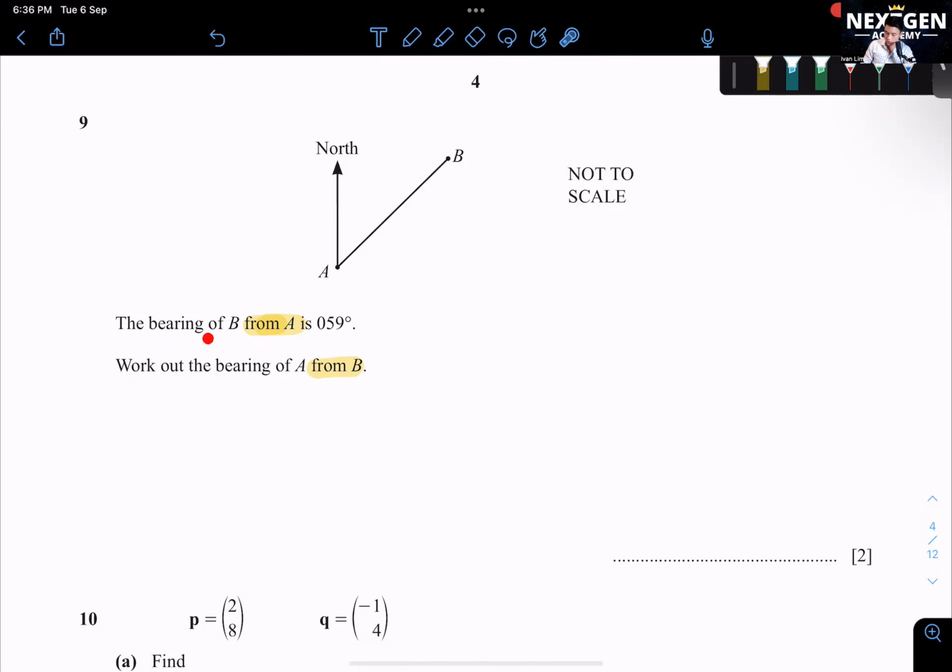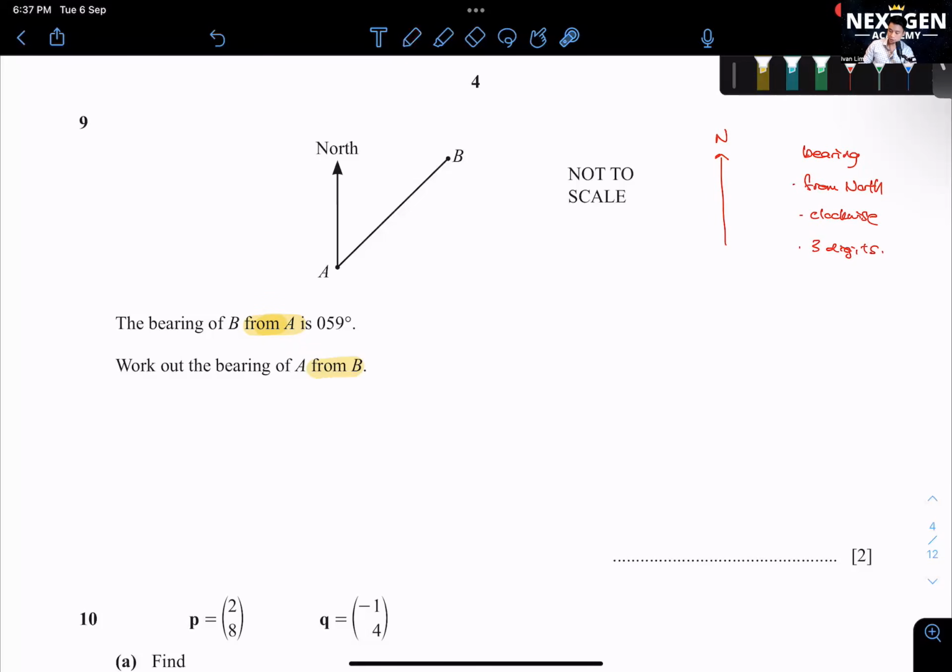So you see, they say the bearing of B from A is 059 degrees. So where is my starting point here? A or B? B from A. Basic English, from A. That means this is my starting point. Concept of bearing, just a short recap. It will always be from the north direction, going clockwise, and like what you all say, the 3 digits. This is how we express it.